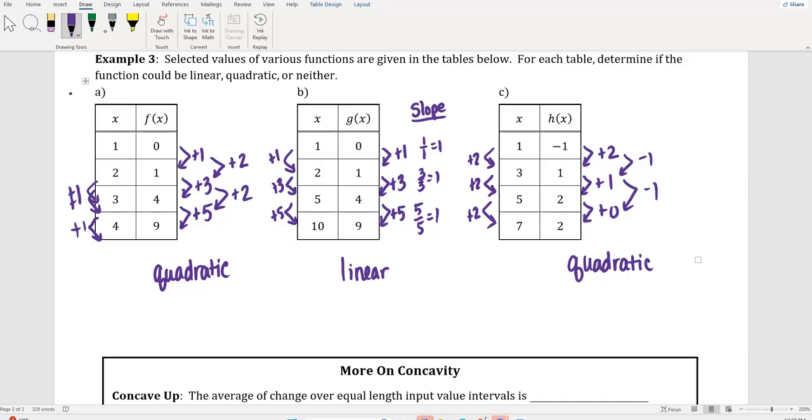Okay, we can tell if a function is linear by analyzing the slope. We can tell if a function is quadratic by looking at that second difference, as long as we have consecutive equal length input value intervals. We can also tell a little bit about concavity, right?